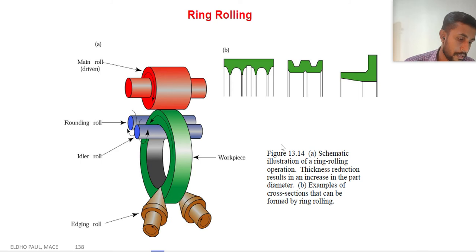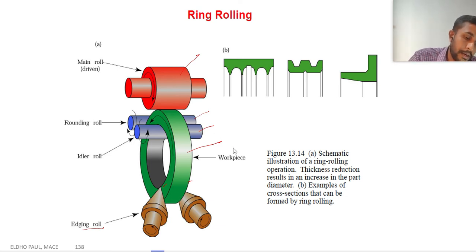In the ring rolling operation, this is the ring or workpiece. This is the driven roller, where we transmit the power for the rolling operation. And here we can see the idle roller. This is the rounding roller and this is the idle roller, to which we are not supplying power. And here two edging rollers are used, on the left side and the right side. These edging rollers are used to reduce the thickness of the ring during the rolling operation.